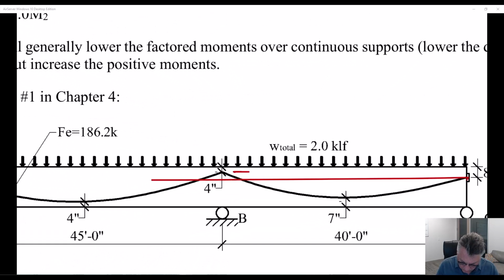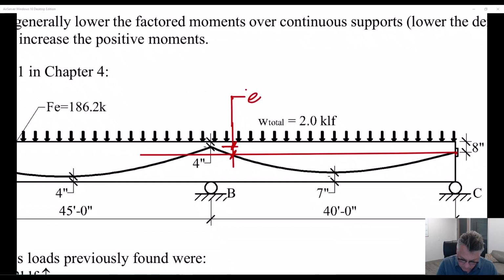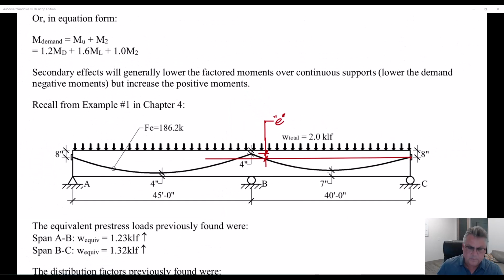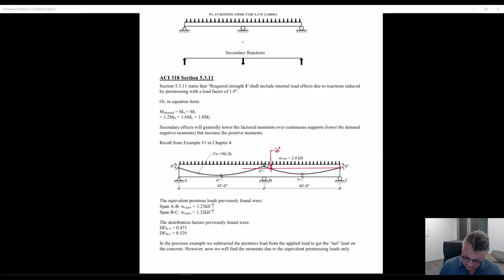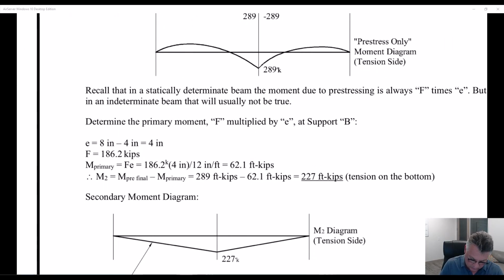The eccentricity was this number, between the CGC... okay, so F times E at that location is the primary pre-stress moment diagram, or the primary pre-stress moment. So at that interior support, 62.1 foot kips is the primary pre-stress moment here.